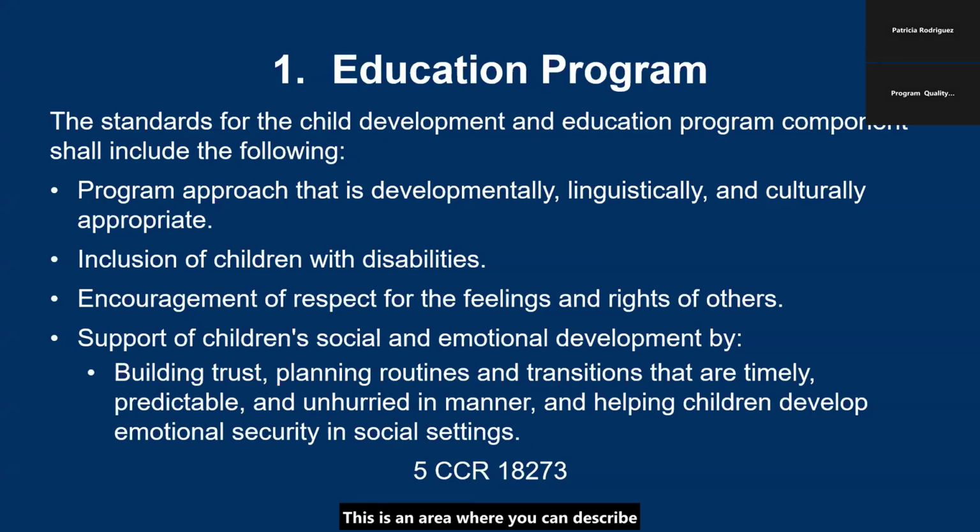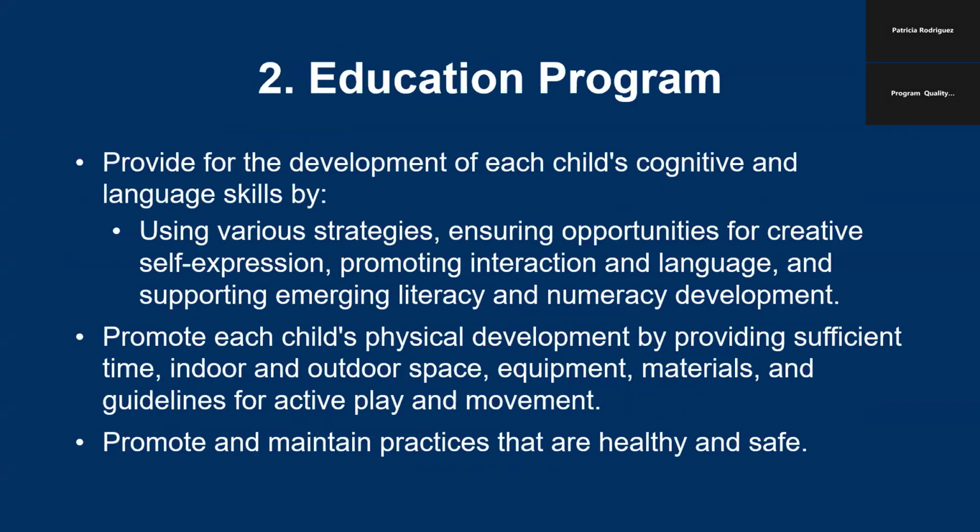This is an area where you can describe how your program supports children's individual development in a group setting and how your environments, indoors and outdoors, play an essential role in providing the development of each child's cognitive, physical, and language skills. You would also include providing for the development of each child's cognitive and language skills, promote each child's physical development, and promote and maintain practices that are healthy and safe.